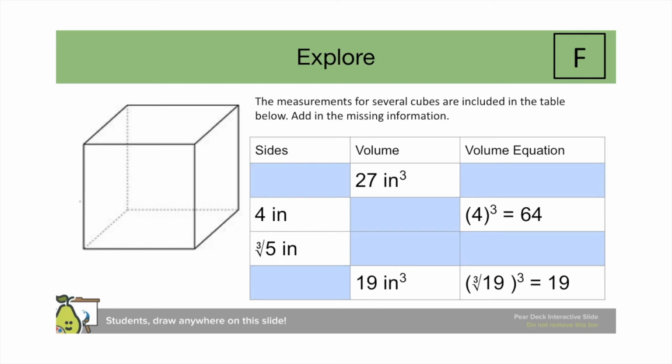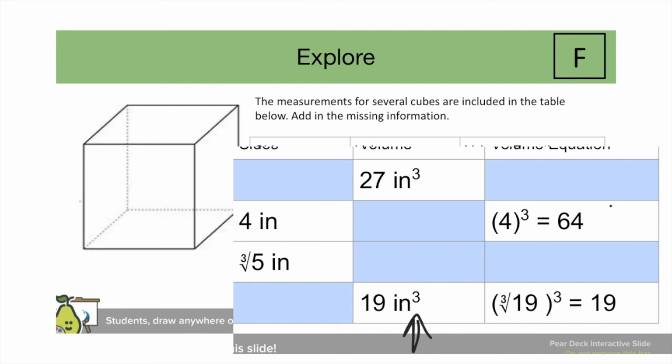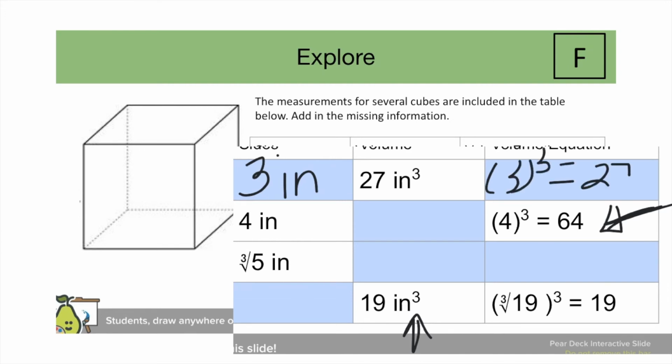For this portion of the Explore, students are going to add measurements for several cubes that are included in the table below, and add in missing information. To support students with disabilities, I've added this square and this square. That way they can focus on less information that they have to supply. For the first row, each side is 3 inches. The volume is 27 inches cubed. So the volume equation is 3 cubed is equal to 27.